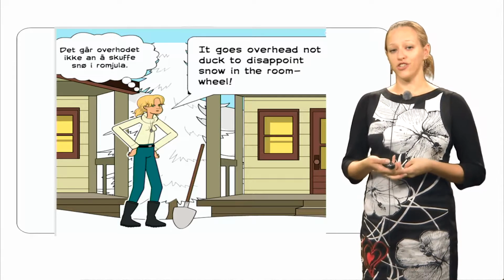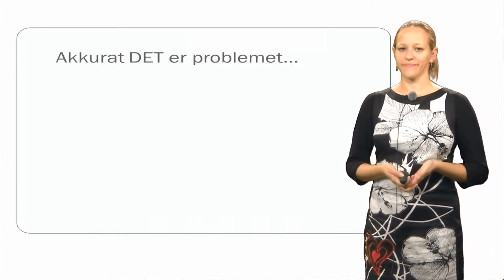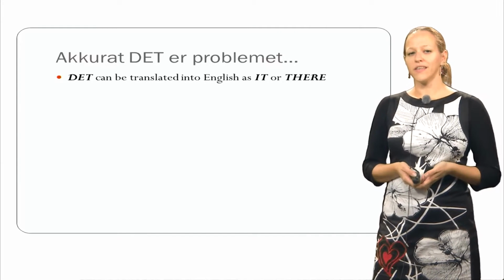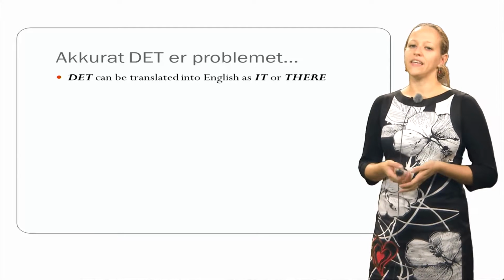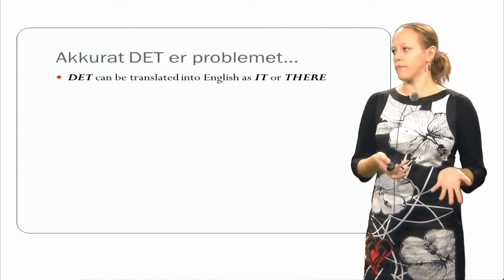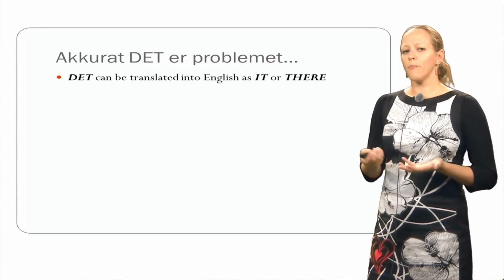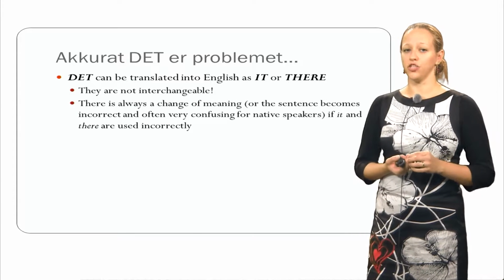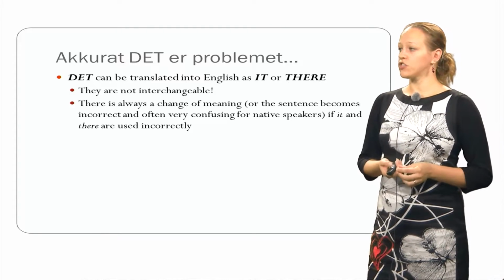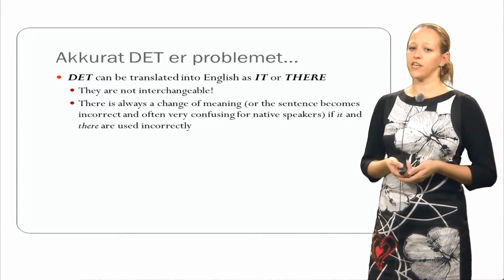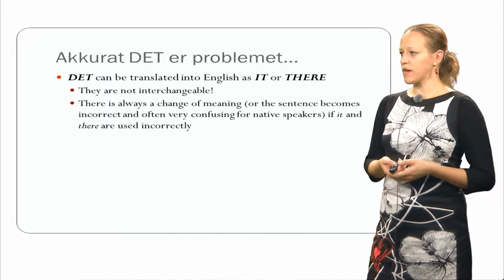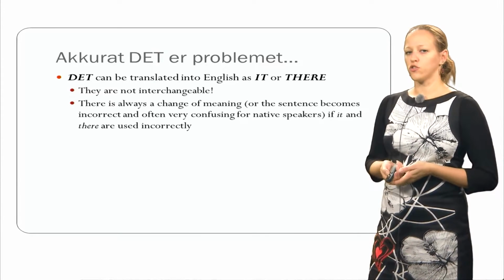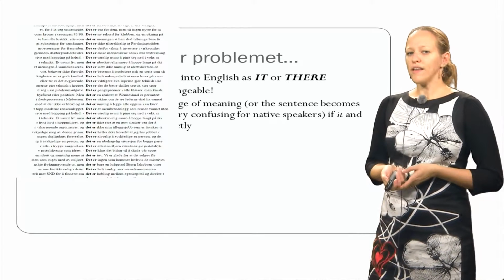And you can find many jokes about this online. And exactly that problem, because det can be translated into English as it or there. You cannot really know up front because it looks exactly the same. The same det can be translated as these two. But they are not interchangeable. There is always a change of meaning, or the sentence becomes incomprehensible or very confusing if it and there are swapped. And they are really very frequent.